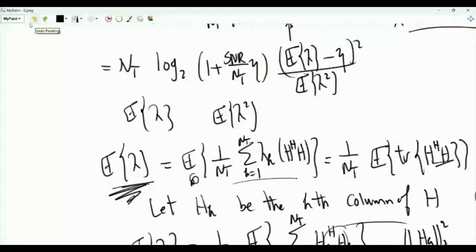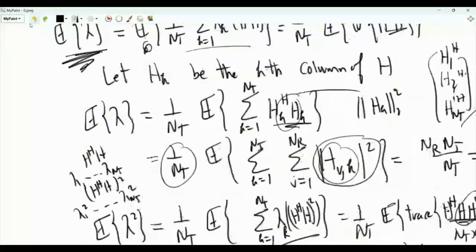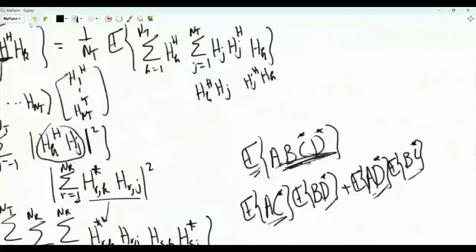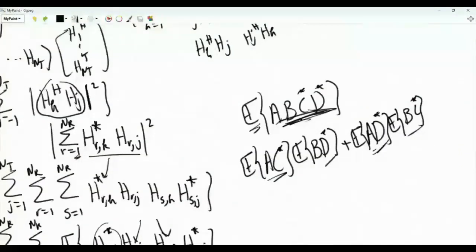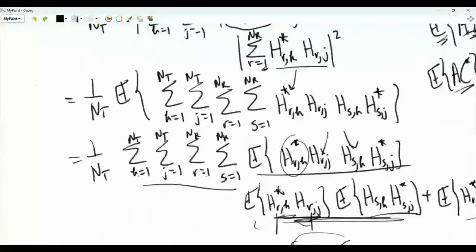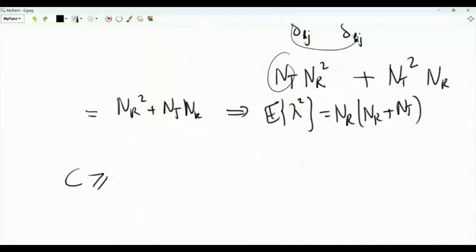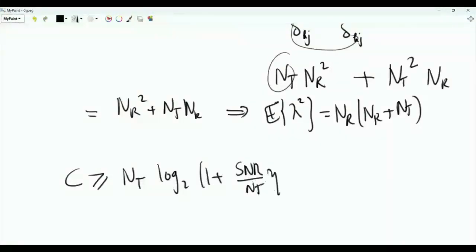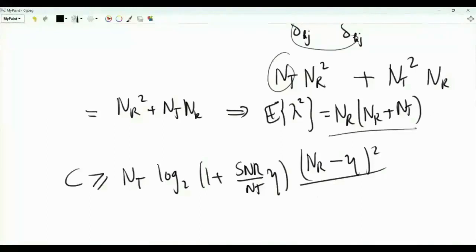The trick was to write down things in terms of the trace of H Hermitian H and the trace of H Hermitian H squared. These are manageable. And also we used this nice result about the expectation of a product of 4 zero mean CN random variables. We obtain the moments, and now let's write down the lower bound. Nt log to the base 2, 1 plus SNR over Nt times eta, then we have the expectation of lambda, that's Nr, minus eta, squared, divided by the second moment. Here is the second moment, Nr plus Nt.